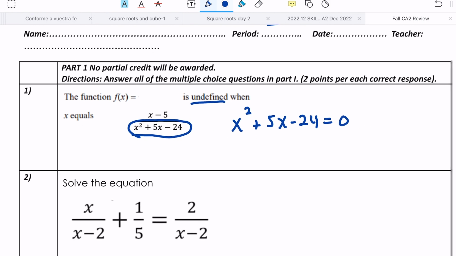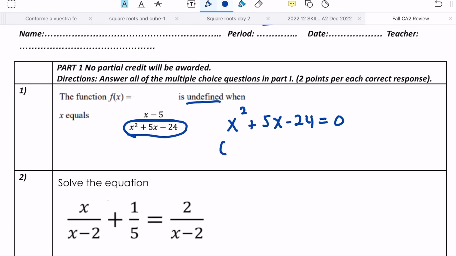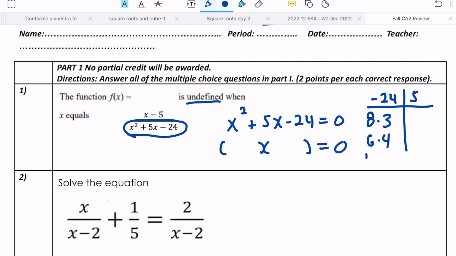And we are going to factor. Right? It's going to be something times something equals 0. We're going to look at the factors of negative 24 that add up to 5. So I think of the factors of 24, two numbers that when we multiply give us 24. We have 8 times 3. We also have 6 times 4. We also have 12 times 2.